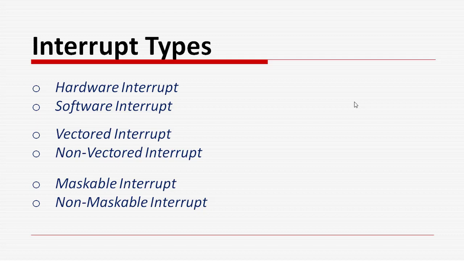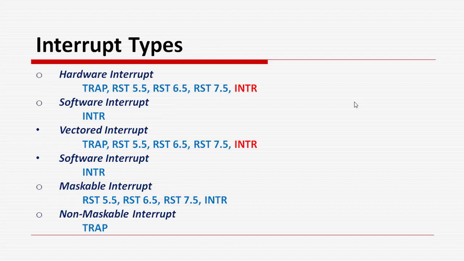Then maskable interrupt: we can mask the interrupt. Mask means we can disable the interrupt. So an interrupt which can be disabled is called a maskable interrupt, and one which cannot be disabled is called a non-maskable interrupt. So the 5 interrupts fall under these categories.